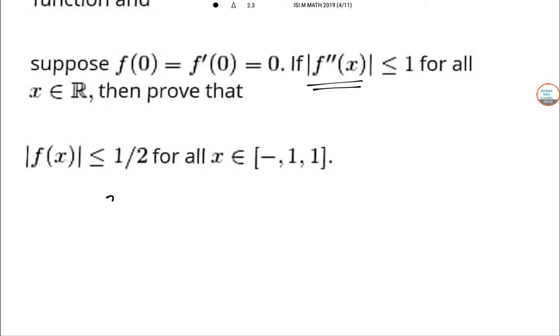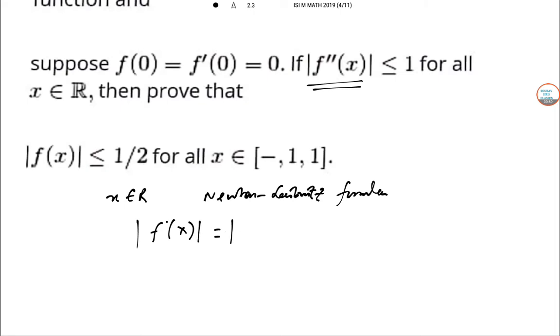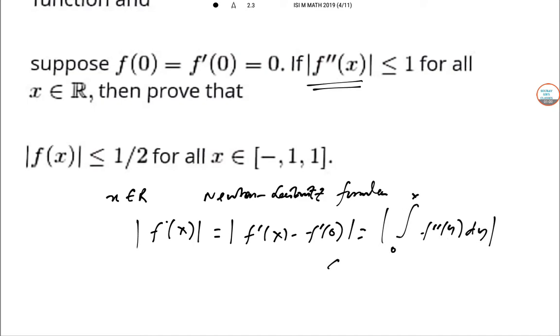So for all x belongs to R, we have a Newton-Leibniz formula. ये मेरे नोट्स में पूरा दिया हुआ है, वहाँ से देख सकते हैं आप. So that is f'(x) = f'(x) - f'(0) = integral 0 to x f''(y) dy, less than or equal to integral 0 to |x| of f''(y) dy, less than or equal to |x|.